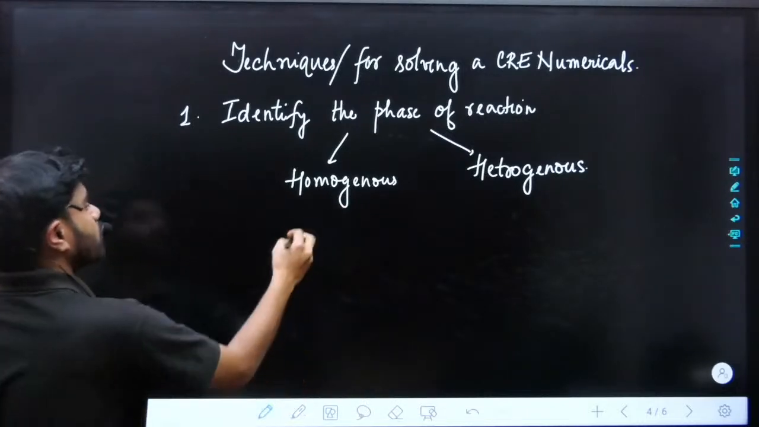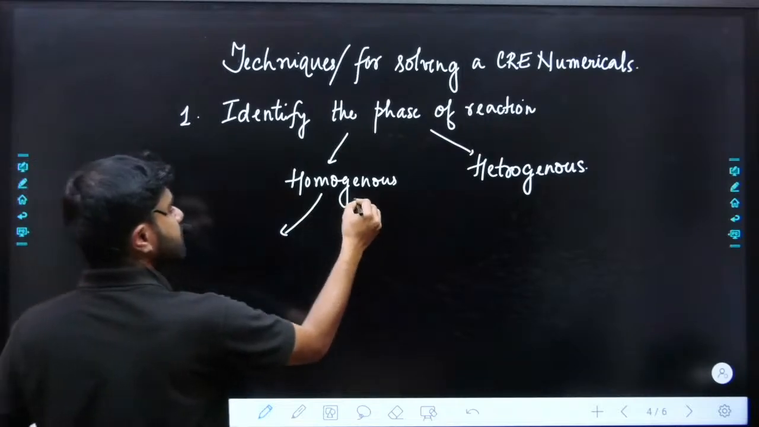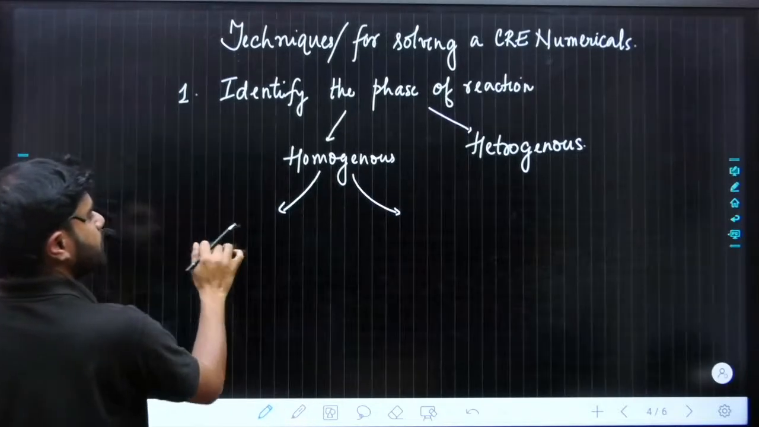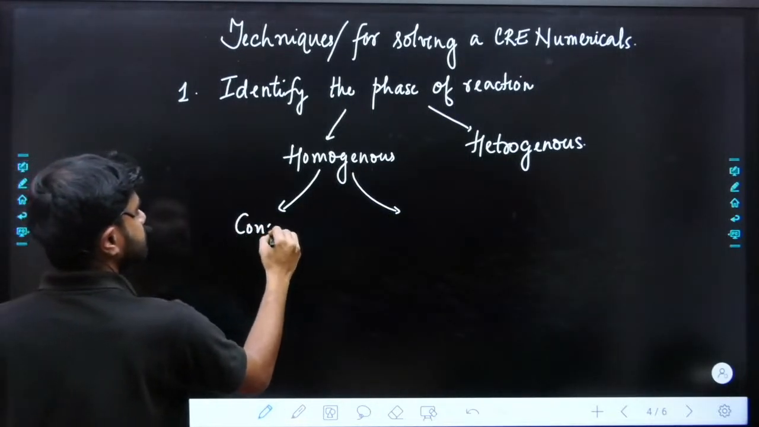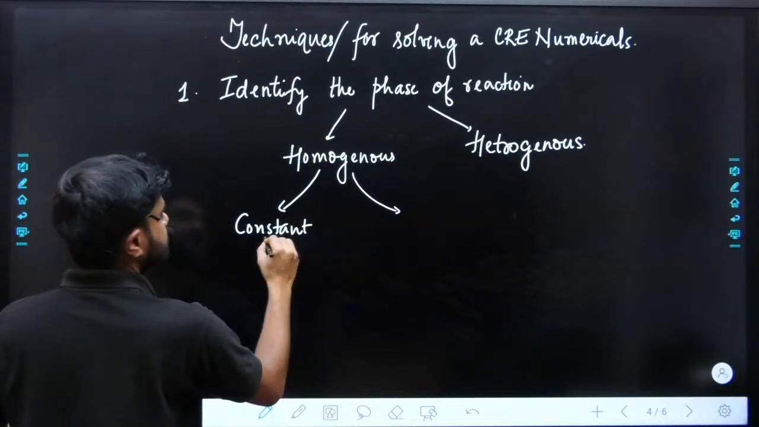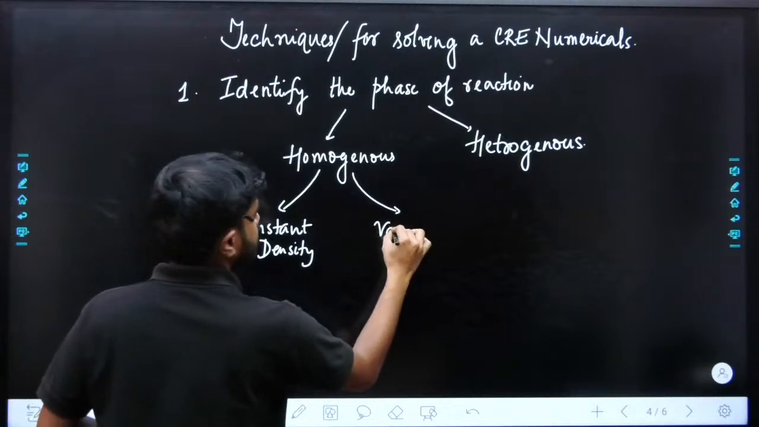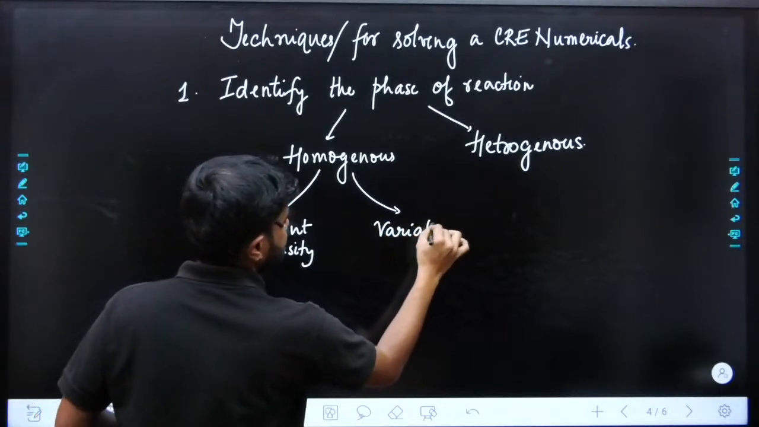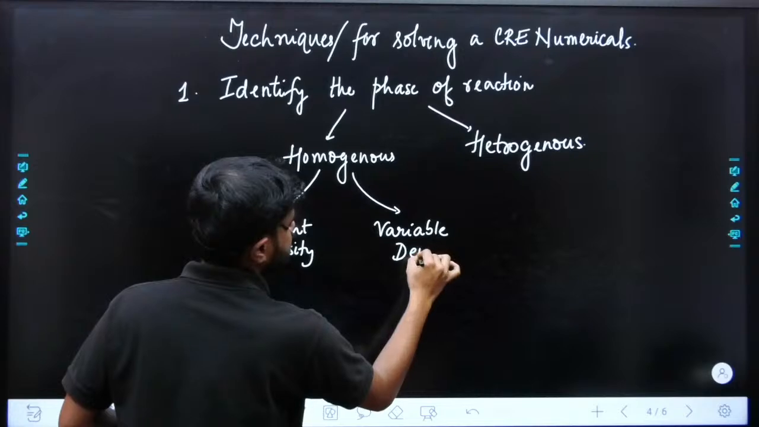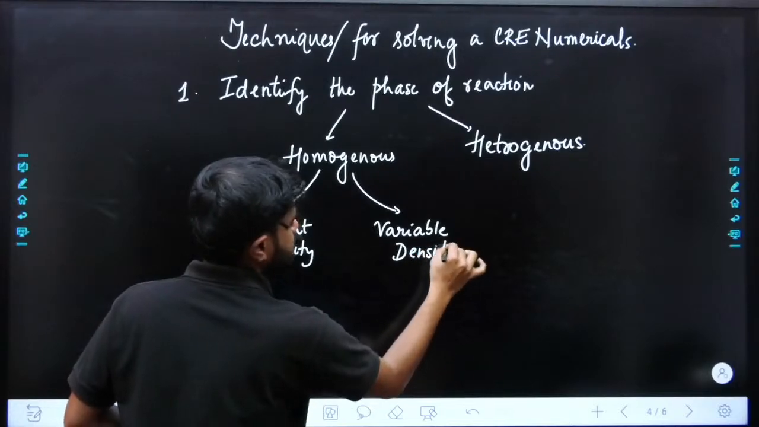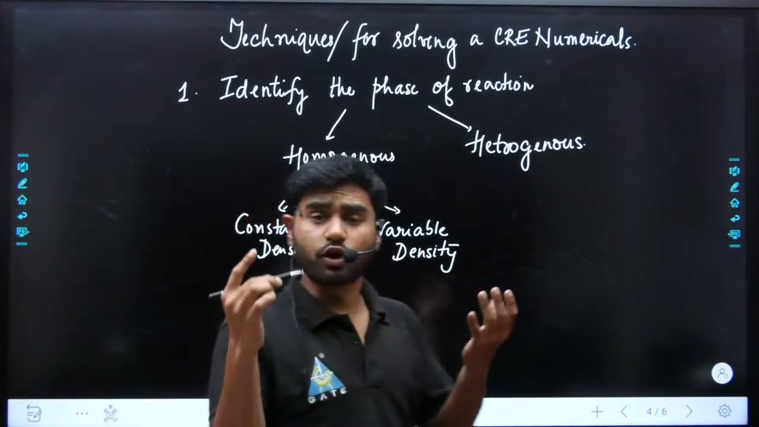So when we talk about homogeneous, we are just making sure it is divided into two parts. One is the constant density system, and the other one will be your variable density system. These are the two systems that we usually follow when we talk about homogeneous.